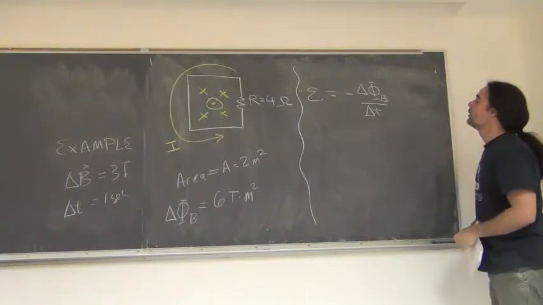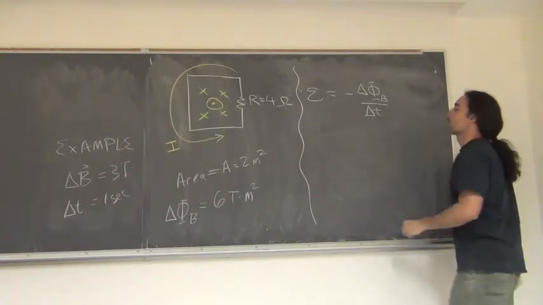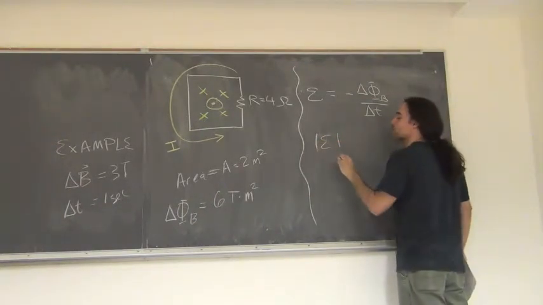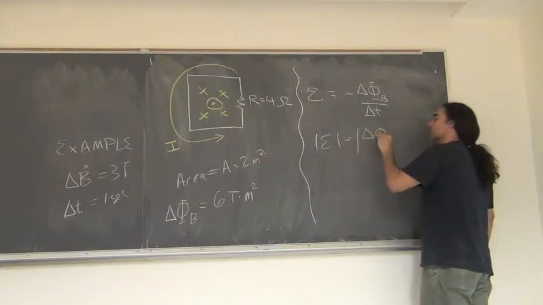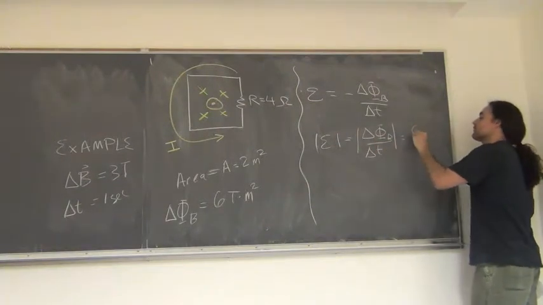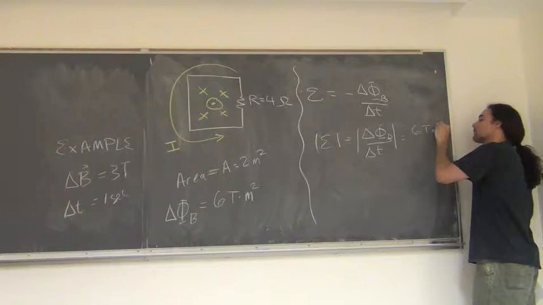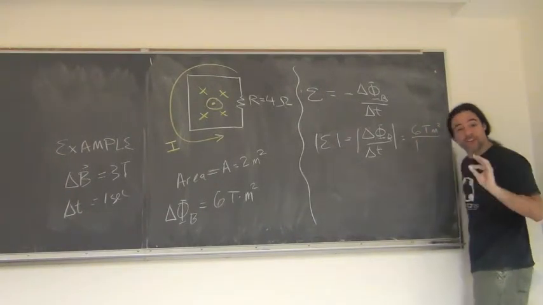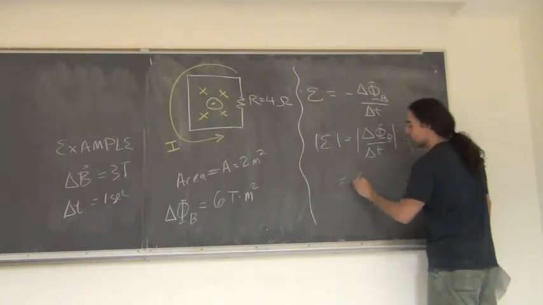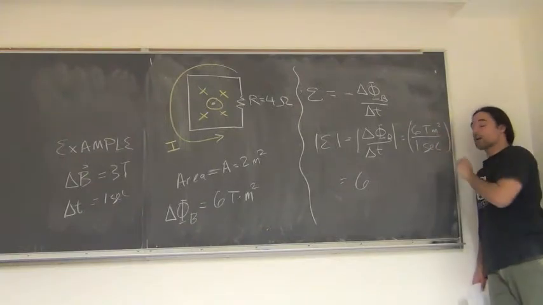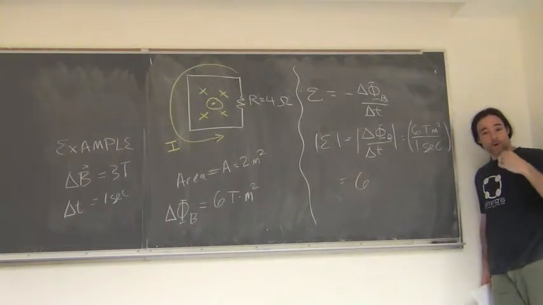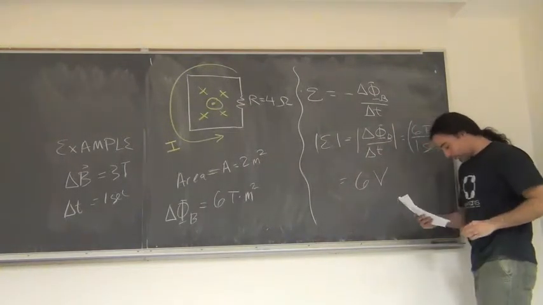And we want to know what's the electromotive force pushing that current around the loop. So let's just take the magnitude of the electromotive force, which is going to be equal to the magnitude of the change in flux divided by the change in time. So that's 6 Tesla meters squared divided by the change in time. We said that was just 1 second. So my electromotive force is going to be 6 Tesla meters squared per second. And if you combine Tesla meters squared per second and work out the units, you'll find that that's just going to be equal to 6 volts.